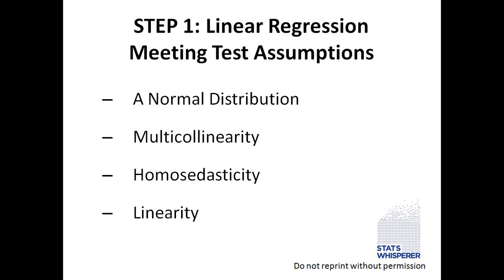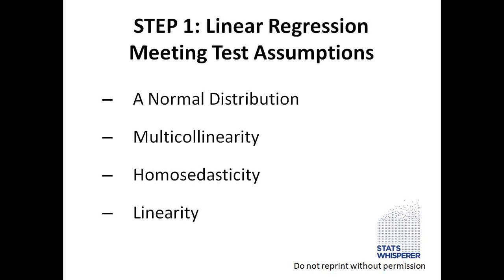However, skipping the test assumptions can skew the results and make them look significant when they're not, or not significant when they really are. So the mark of a good, efficient, professional, sophisticated analysis is, of course, to look at these test assumptions. We have 4 that we must consider: a normal distribution, multicollinearity, homoscedasticity, and linearity. All 4 of these need to be checked.